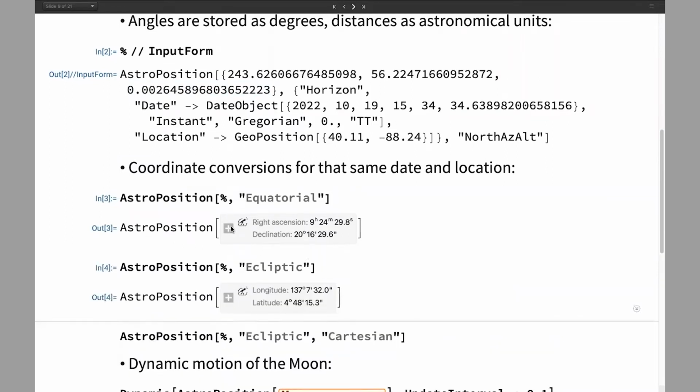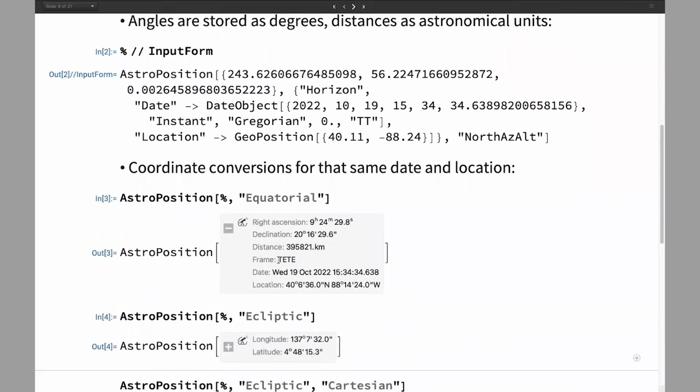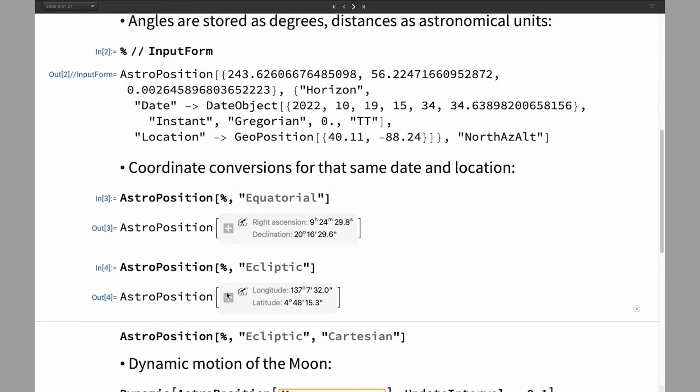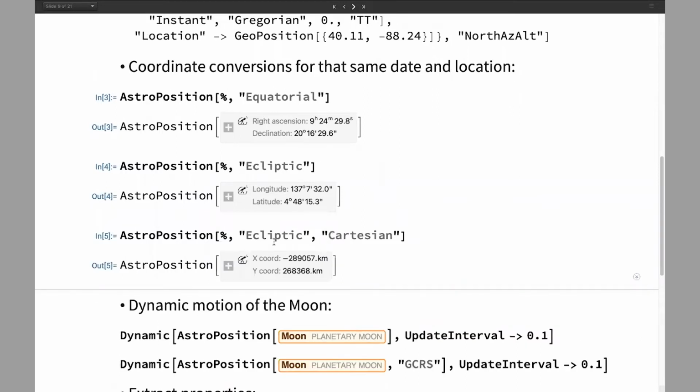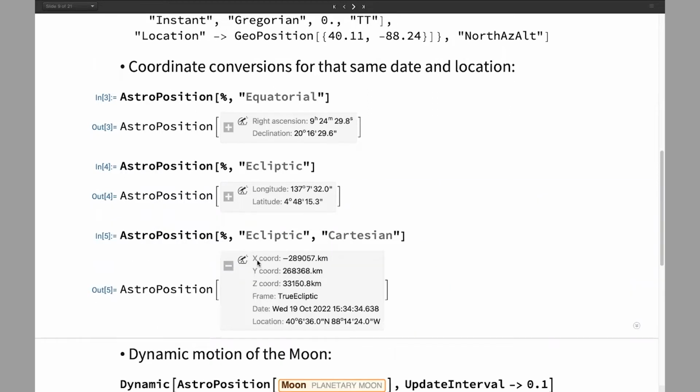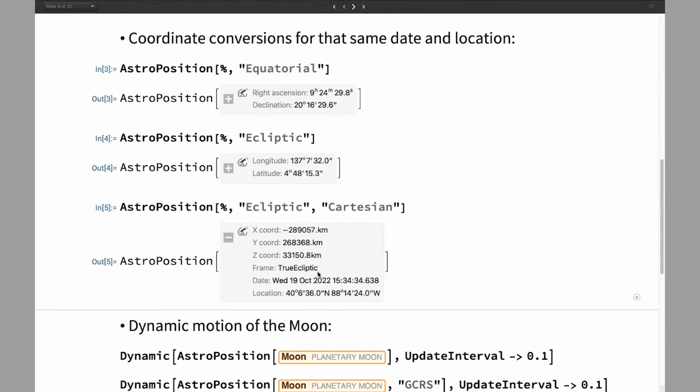And notice that when we say equatorial, Astroposition is actually choosing one of these variants for you. You can say which one you want. You could say here meme instead of tete. But if you just say equatorial, it will choose one for you. Excellent. For example, we can also say, I want the coordinates in Cartesian coordinates, right? So now you get the X, Y, and Z coordinates of the moon from where we are.